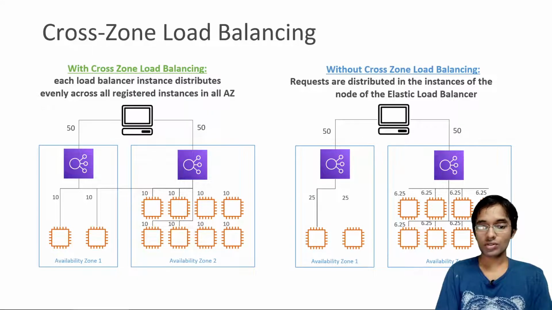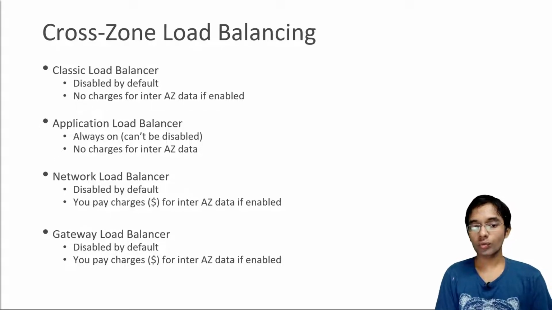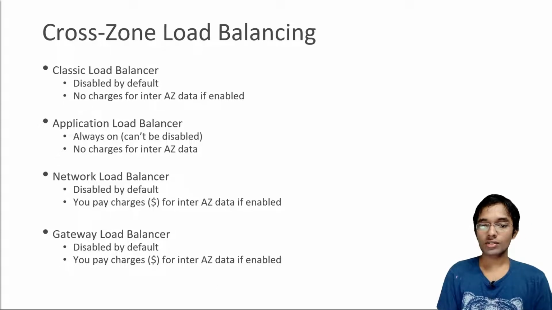Let's move on to some more detail about cross-zone load balancing for each type of load balancer. For the classic load balancer, it's disabled by default, and you have no charges for inter-availability zone data if enabled. For the application load balancer, it's always on. It cannot be disabled, and you have no charges for inter-availability zone data either.